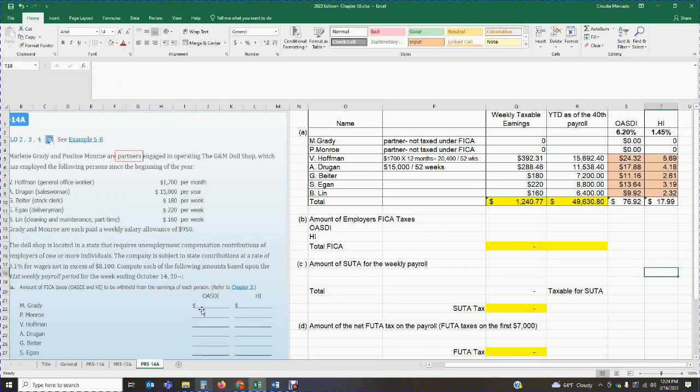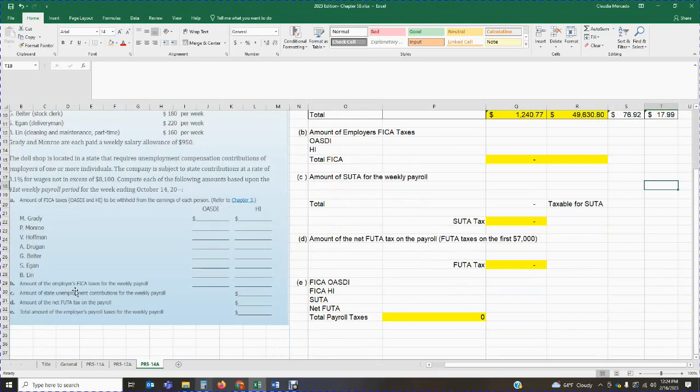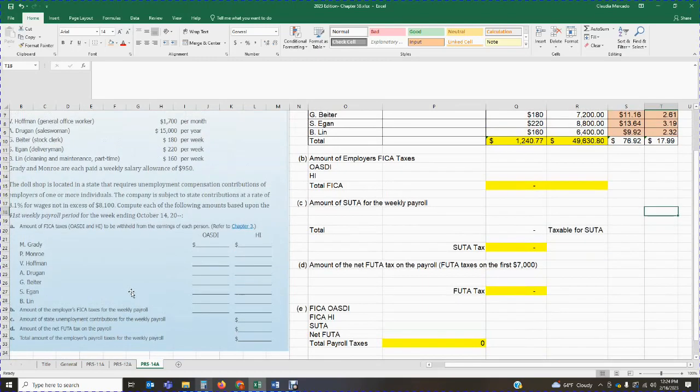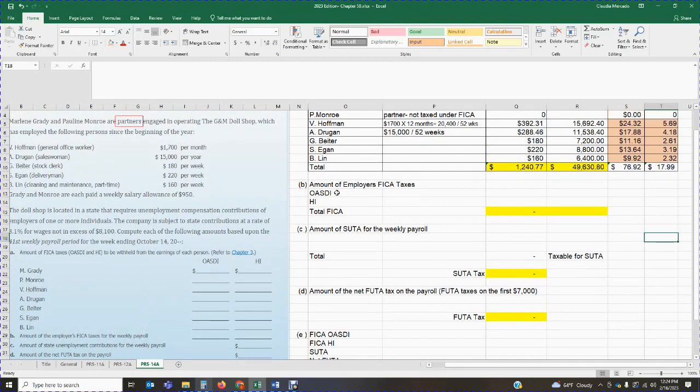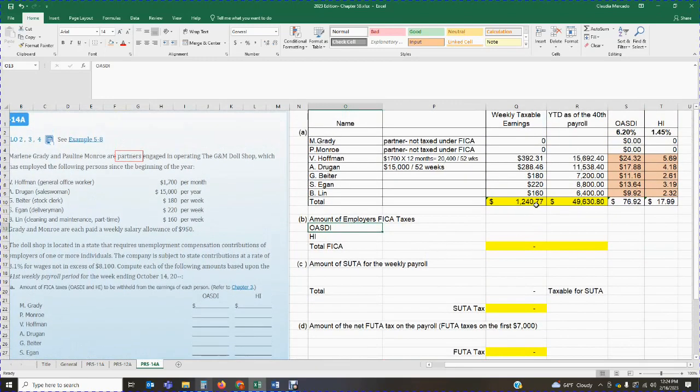Now, letter B. What is the amount of the employer's FICA taxes for the weekly payroll? Okay. So for the employers, we are looking at the total. When we calculate our employer's taxes, we look at the total. How much did my employees earn in total for the week? Okay. So I know that my employees earned 1,240.77. That is my total weekly earnings.